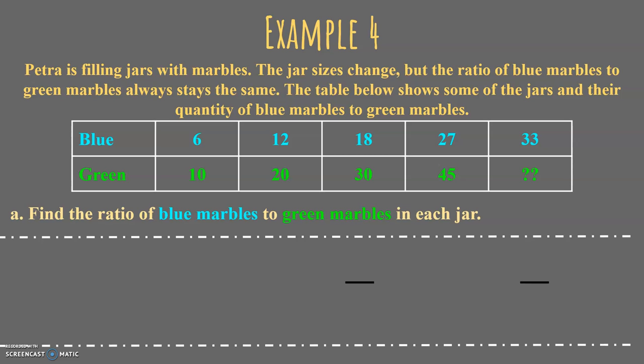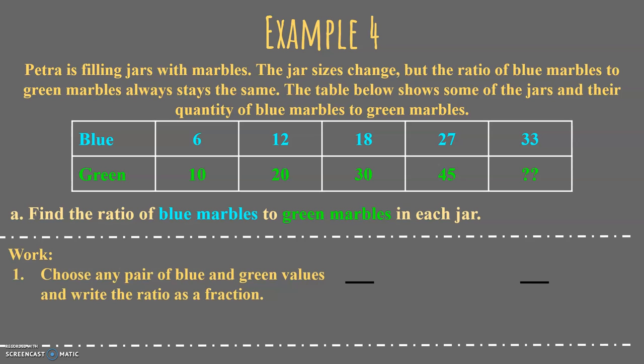We can see that the first jar has 6 blue and 10 green, the second has 12 blue and 20 green, and so on. Find the ratio of blue marbles to green marbles in each jar. For a given number of blue marbles, how many green marbles are there? For this, you can pick any combination. Choose any pair of blue and green values and write them as a fraction. Because we're doing simplifying again, we want to write them as a fraction. It'll help us.